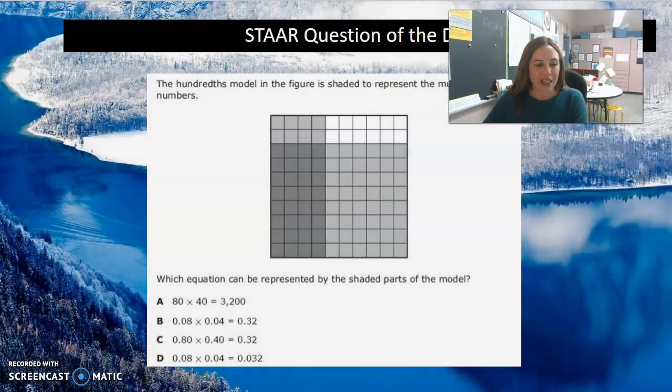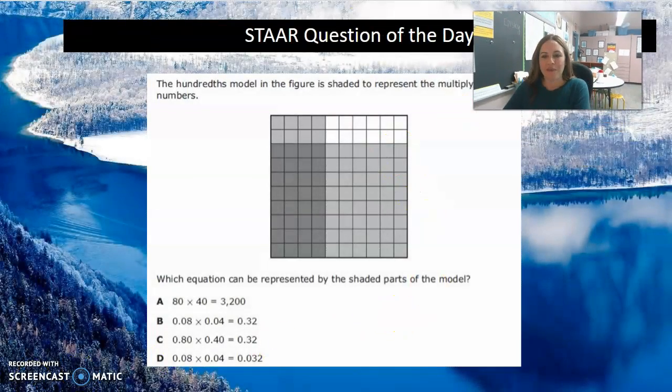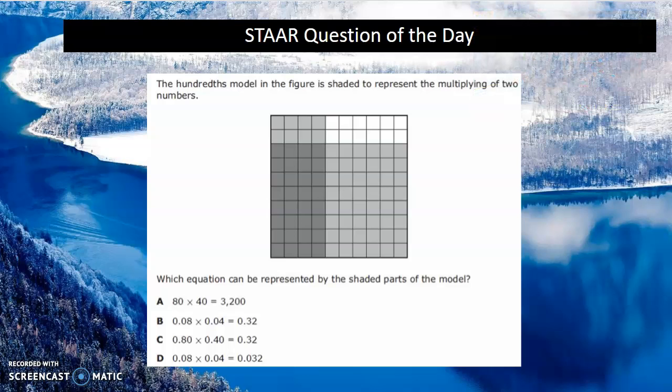Okay, so let's take a look at one of our first questions. It was a checkpoint question. I believe it was on our first checkpoint. So let's go ahead and get started. Here's the question. The hundredths model in the figure is shaded to represent the multiplying of two numbers. Which equation can be represented by the shaded parts of the model? So right now I want you to push pause and take a moment to see if you can figure out the answer.